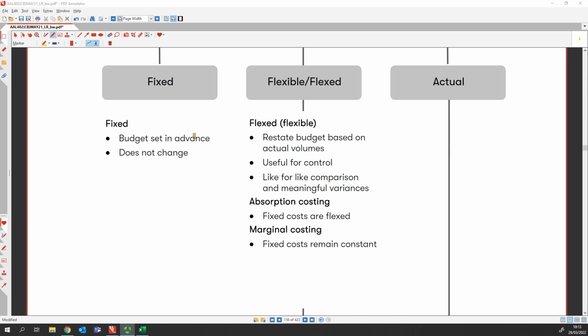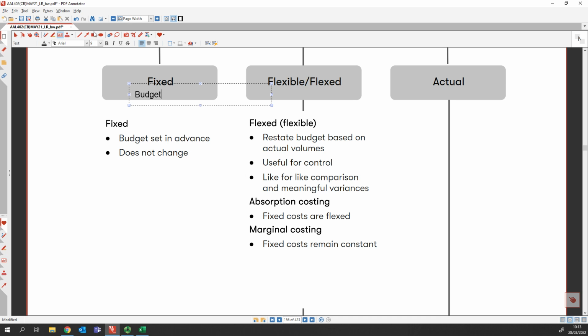Okay, so you've got a fixed budget. We've mentioned that before. That is the budget that's set for the period, generally for a year, maybe broken down into monthly chunks. But that is the plan. That is the budget, often referred to as the fixed budget. But alongside that, we've also got some flexible or flexed budgets.